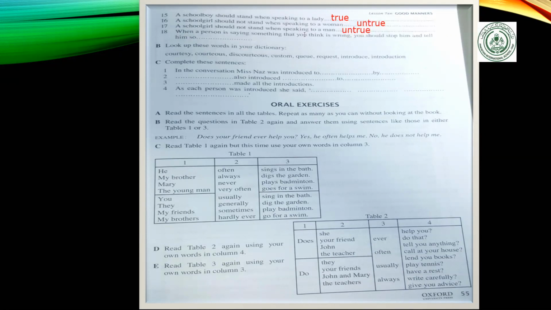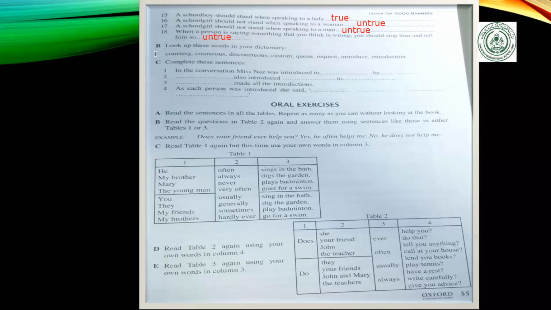And the last, number 18, dear students, when a person is saying something that you think is wrong, you should stop him and tell him so. So is it true or untrue, dear students? Untrue. You should not stop him. You are supposed to wait until he completes, okay? If he's talking, let him complete, and then you can say whether it is wrong or true. But let him complete first, do not interrupt him, okay?